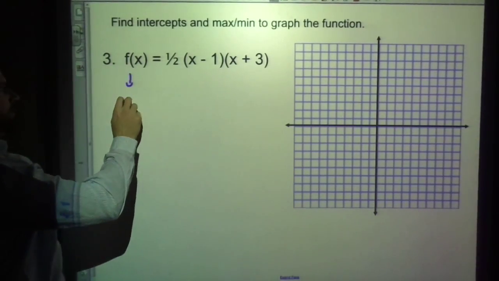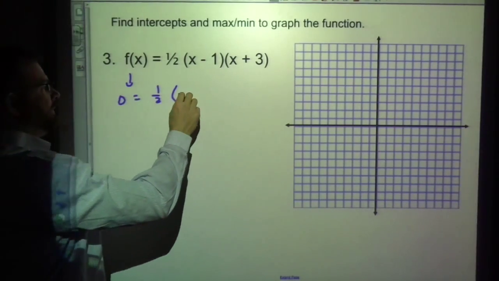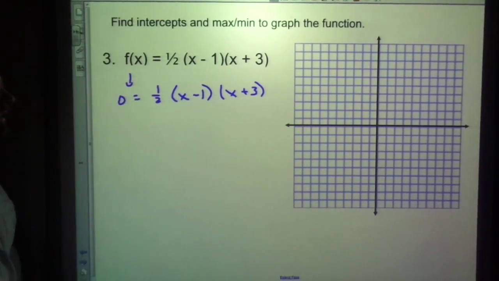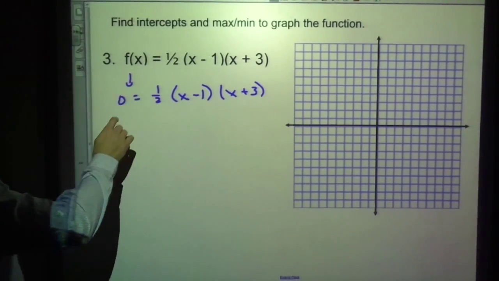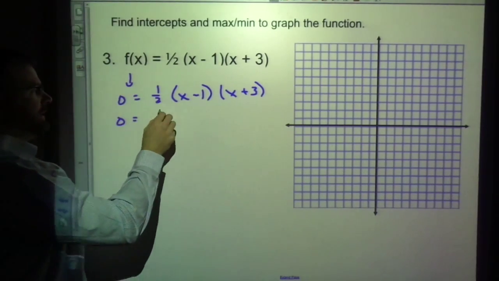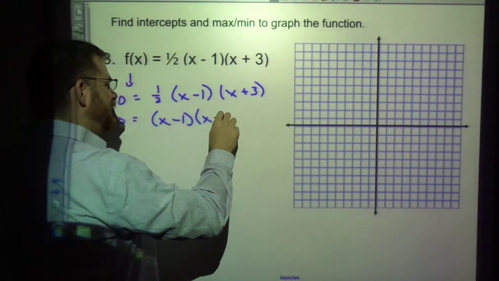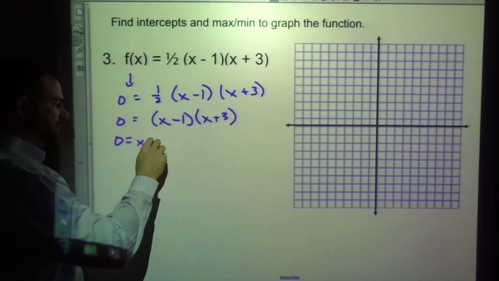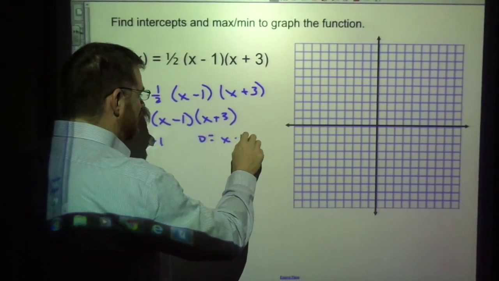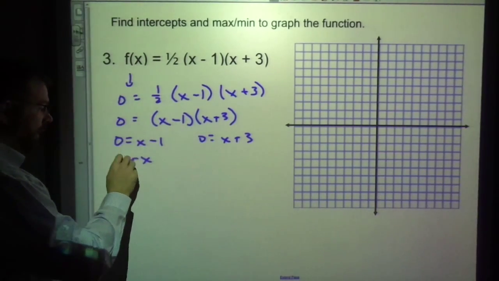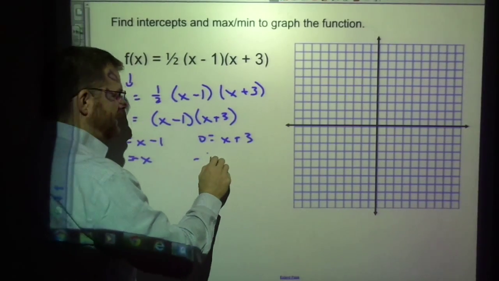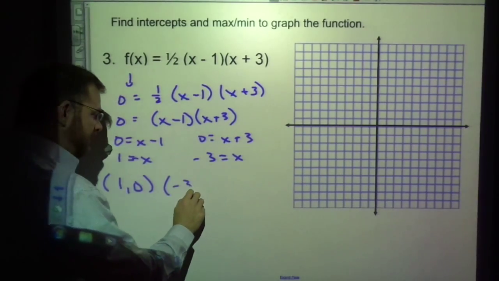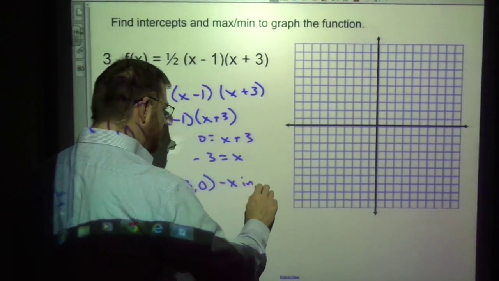Okay, let's first let it equal 0. 0 equals 1/2 (x minus 1)(x plus 3). Now the 1/2 here doesn't really affect anything. We could divide by 1/2 or multiply by 2 and get the same thing. But now we have the zero product property: 0 equals the first thing or 0 equals the second thing. So x could be 1 or x could be -3. So we would say (1, 0) and (-3, 0). Those are my x-intercepts.